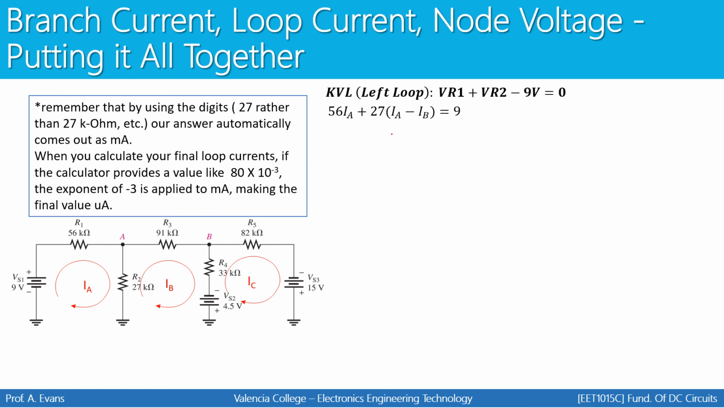But now we can continue with our KVLs. So here's our KVL around the left loop. Simplify it, and that's your first equation. Here's the KVL around the middle loop.